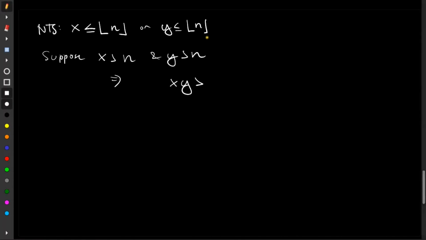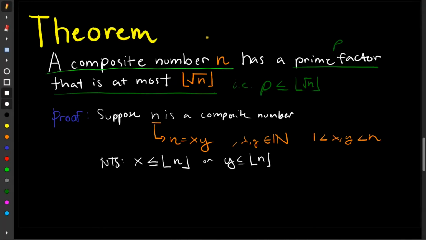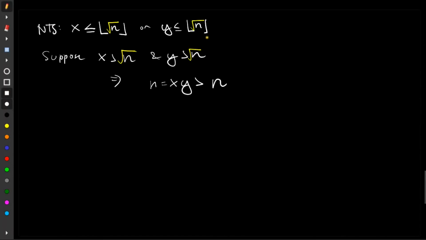Oops, I'm sorry, there's something incorrect. We must not forget the square root here. So we know that when we multiply them, the product is n. But note that xy is equal to n. Now observe that this implies that n is greater than n, which is absurd.